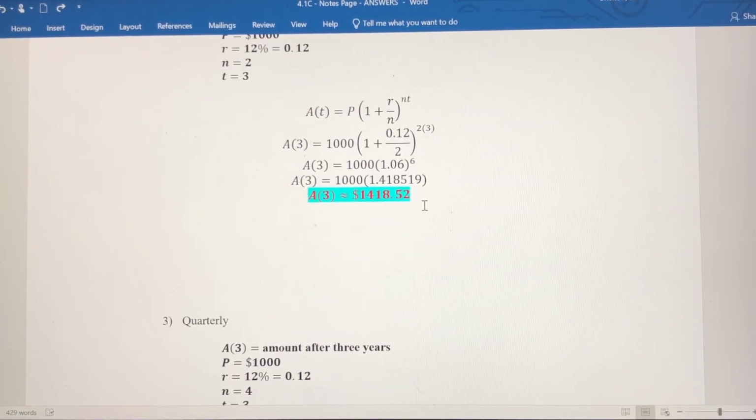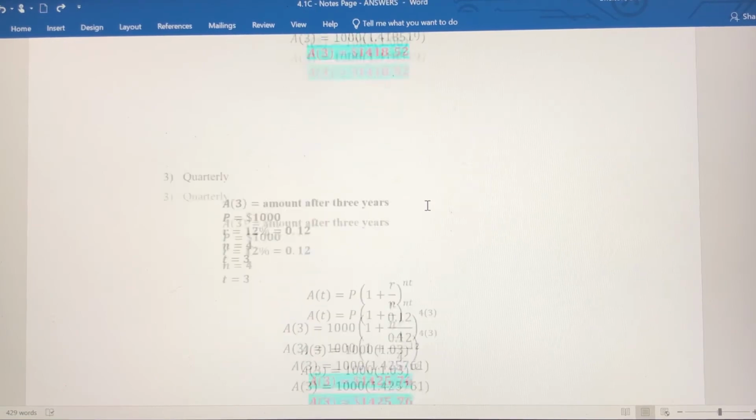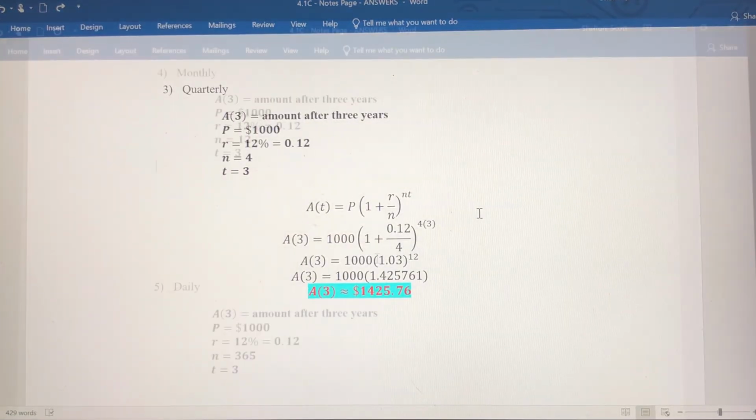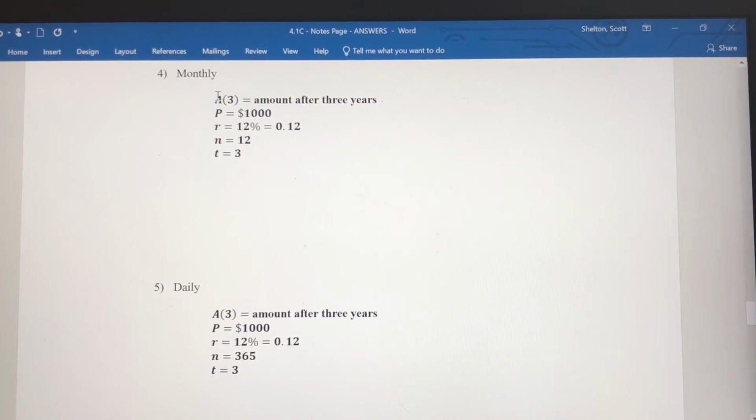Again, compare that to the biannual one. We're making a little more money because we're compounding more frequently. It's not a huge amount of money, but it's still more money, and that matters. All right, so let's give monthly a try now.